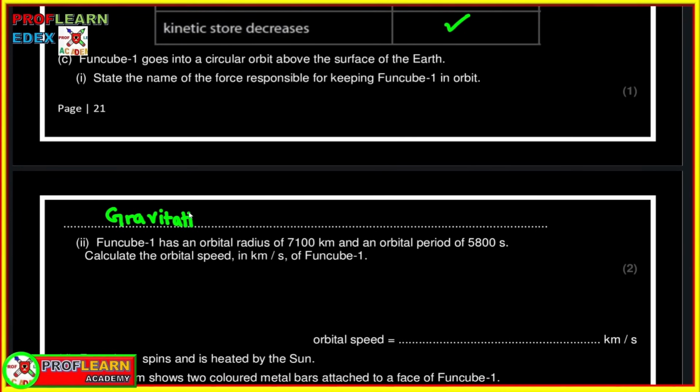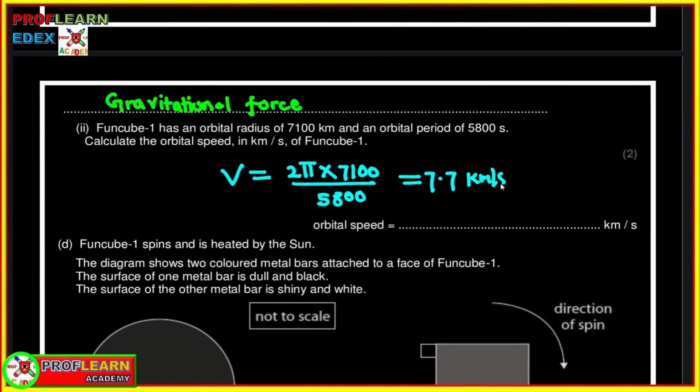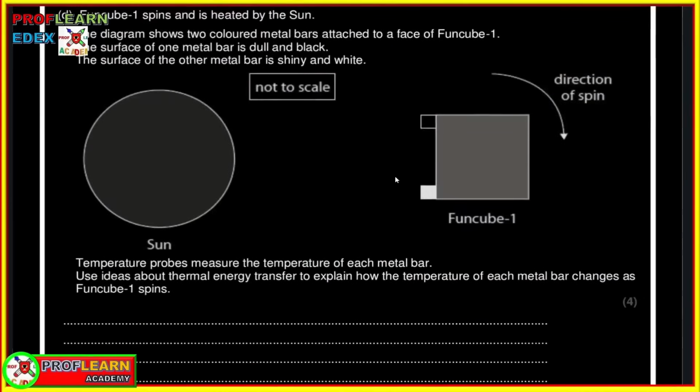State the name of the force responsible for keeping a fan cube in the orbit, that is gravitational force. And I can see there is another question to do with orbital speed in this part. Once you realize that this question is very common, you need to prepare on how to do questions to do with orbital speed. You need to remember this is the formula, and the time has to be in seconds, so we are going to get this as the speed.